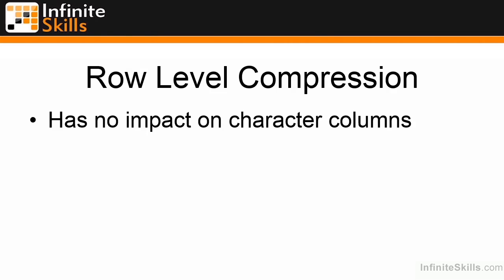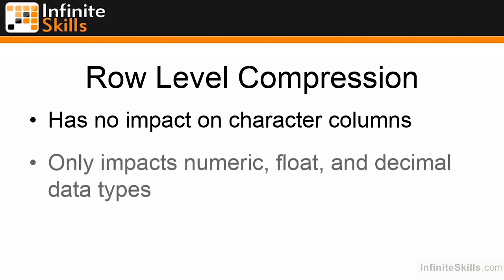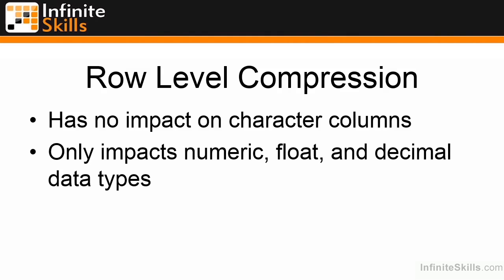So because this only works on numeric values, obviously it has no impact whatsoever on any of your character columns. So char, varchar, varchar max, those sorts of data types, completely unaffected by row-level compression. So this is going to work really well on your numerics, your floats, and your decimals. Things like integer, big int, they'll have some impact, but the place where you're going to really get the biggest bang for your buck is going to be the numerics, floats, and decimal data types because they can be so wide and store such small values inside them.